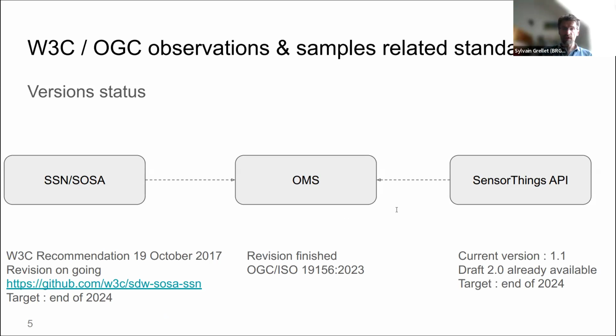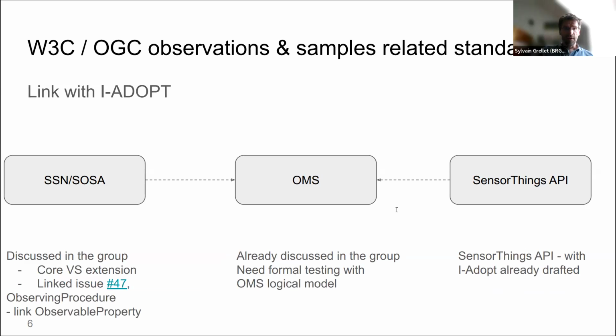The version status, I guess I already scratched that. OMS finished last year. SSN SOSA, the revision is ongoing. We're having weekly meetings, and we target an update or public for comment circulation by the end of 2024. And on the right side, SensorThings is currently in version 1.1, and we already have a 2.0 version available. Same timeline as SSN SOSA in a way, plus or minus real life, but that's the timeline.